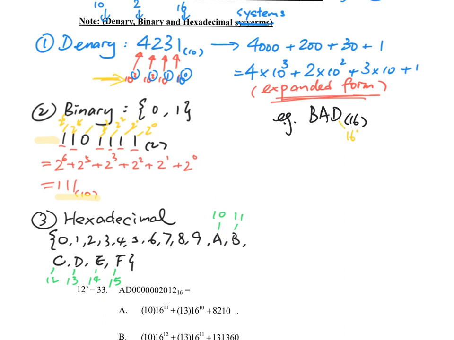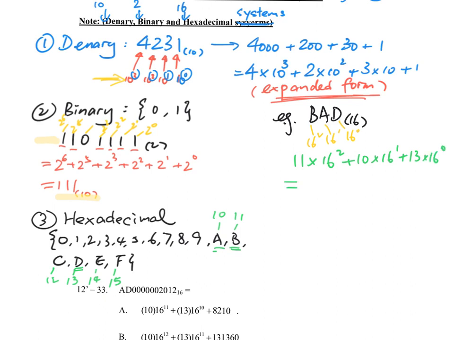So now we have 16 to the power 0, 16 to the power 1, 16 to the power 2. Each letter has a place value behind it. B, let's see, B is 11, so there's 11 of 16 squared. A is 10, so you have 10 of 16 to the power 1. And finally, D is 13, so you have 13 of 16 to the power 0.